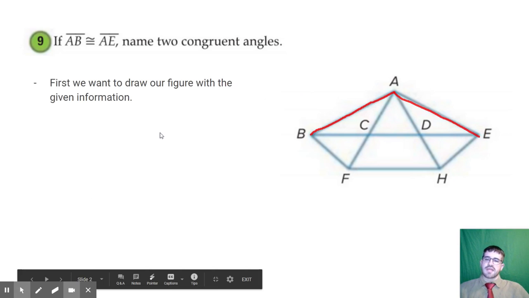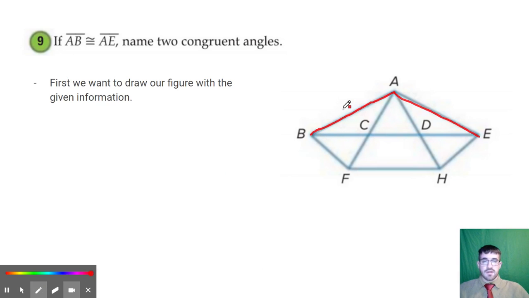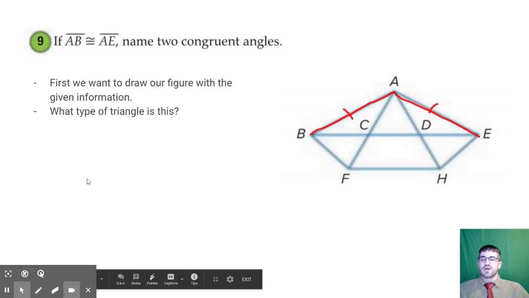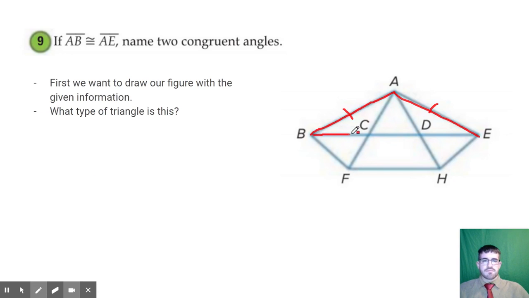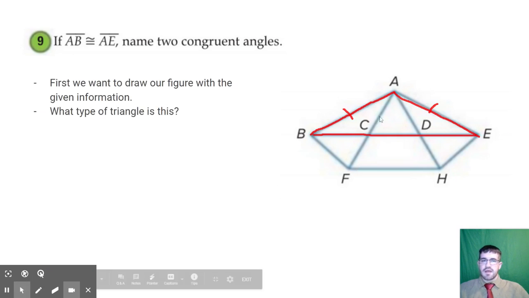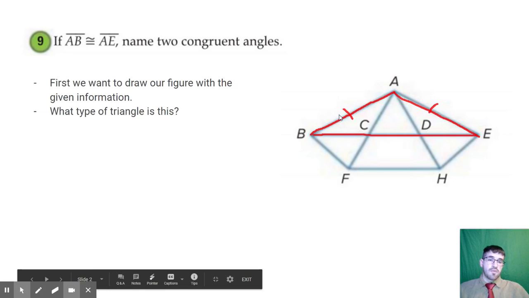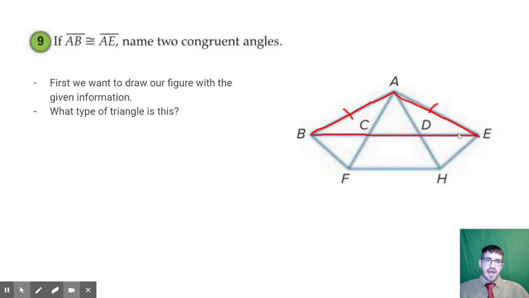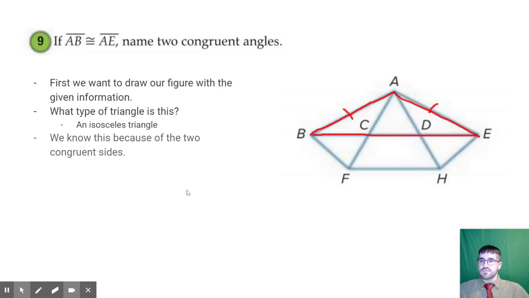And so we want to draw our figure with the given information. So we have these two, and we're trying to find the congruent angles. What we're going to do is mark these with tick marks. I completely forgot that. So what type of triangle is this? Triangle ABE. What we have is 2 pairs of congruent sides and a third side. So this is an isosceles triangle. And we know that because we have AB congruent to AE.